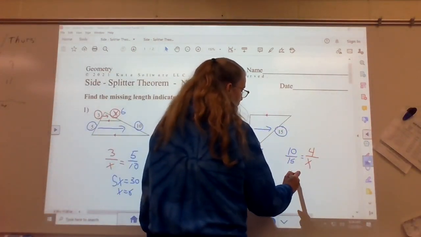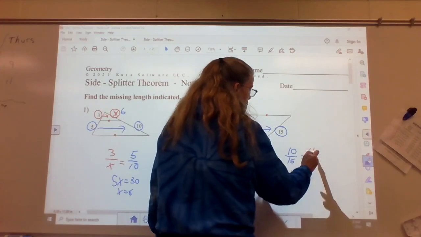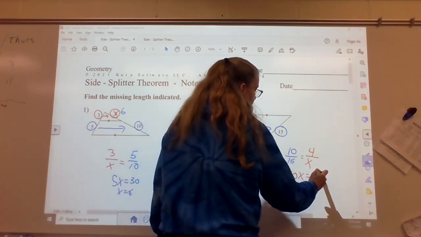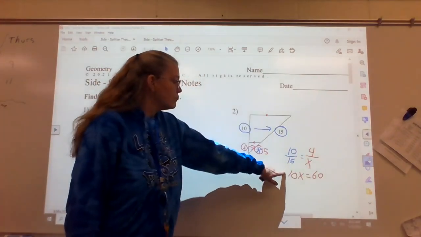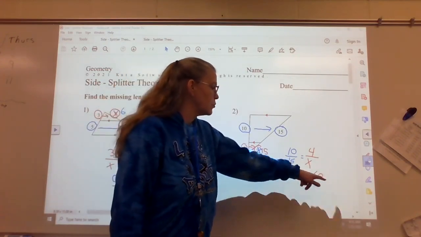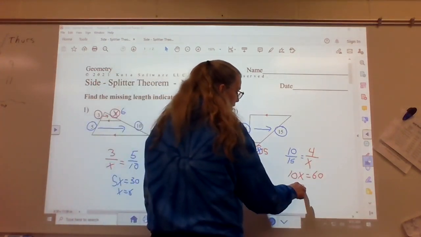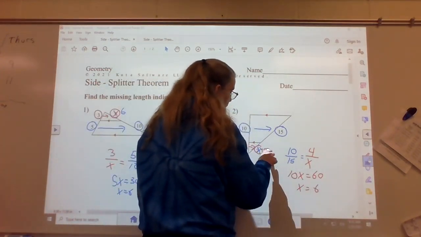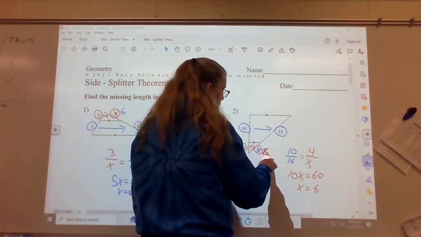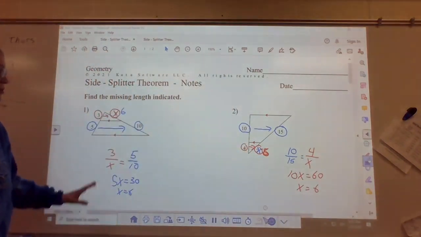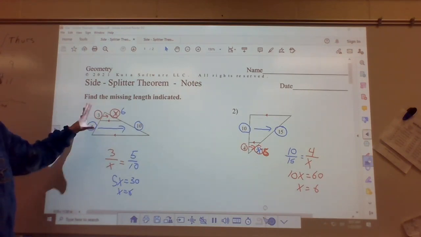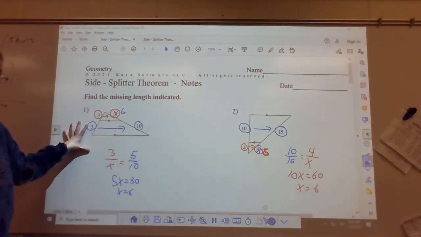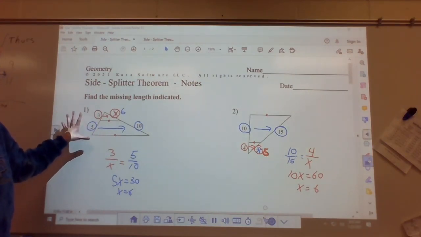Cross multiply. 10x equals, when I do this multiplication, I get 60. So after I do the cross multiplication, 10x equals 60. Divide, x equals 6. So I get a 6 here. So that's the segment. So that's 1 and 2. Those are pretty self-explanatory. No real surprises on 1 and 2. So make sure you fill out the notes.